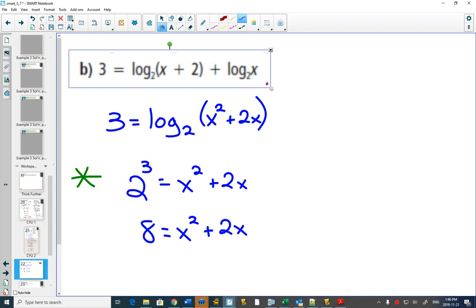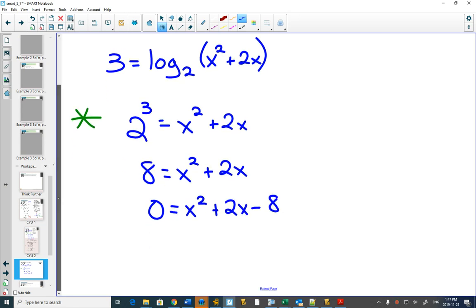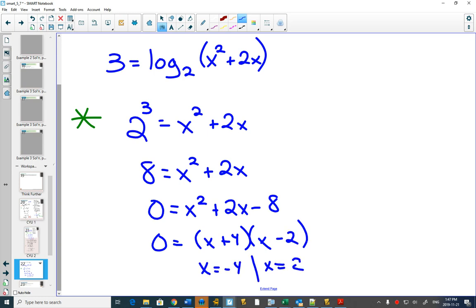Got a quadratic equation. How do we solve quadratic equations? Make one side equal to 0. And now we have to either factor or use the quadratic formula. Let's check if this factors. It does. And once again, after solving, you have to plug them back into the original equation.